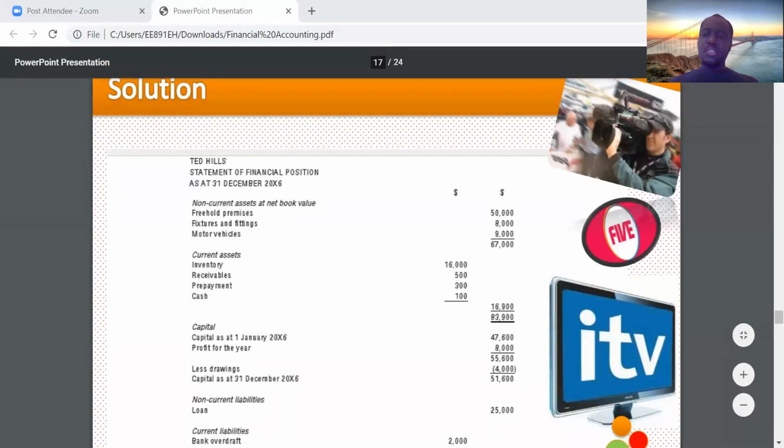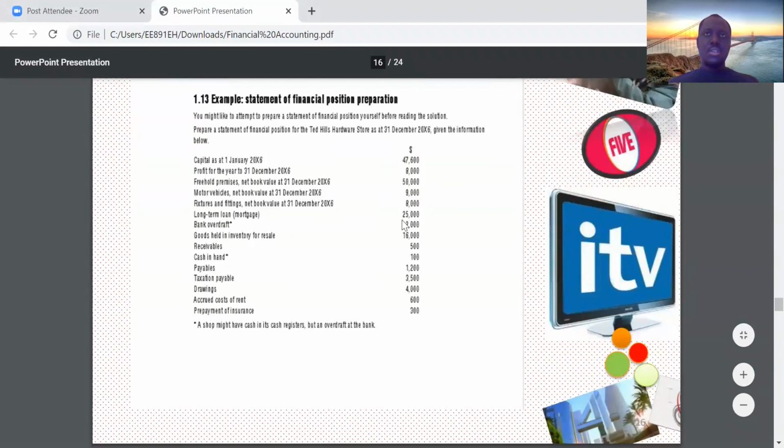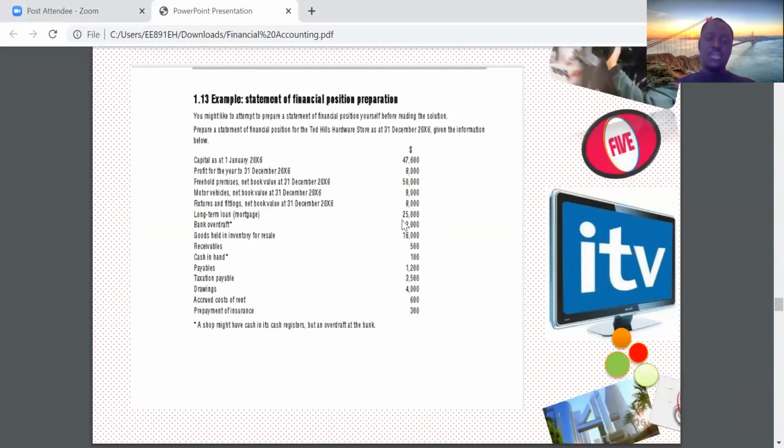So when we go back to the question, you would realize that you have to calculate your capital, right? To calculate your capital, you need your capital as at 1st January. Always remember that the statement of financial position is prepared as at what? The end of the year, 31st December 2006. But you have an opening capital balance at the start of the year, 1st January 2006, which is 47,600.